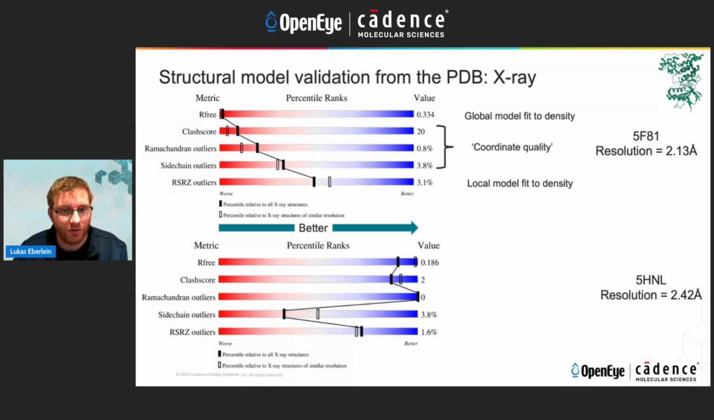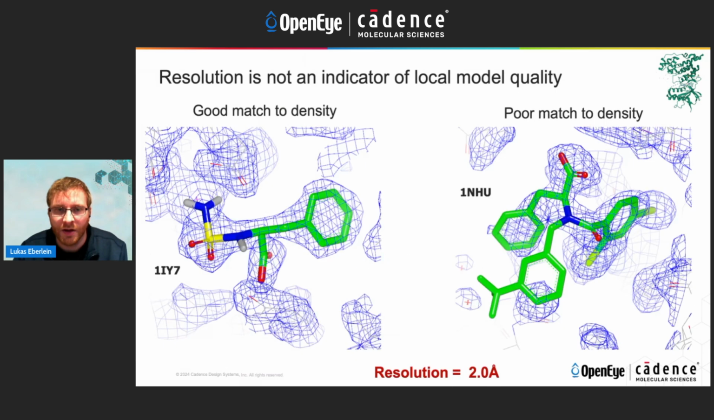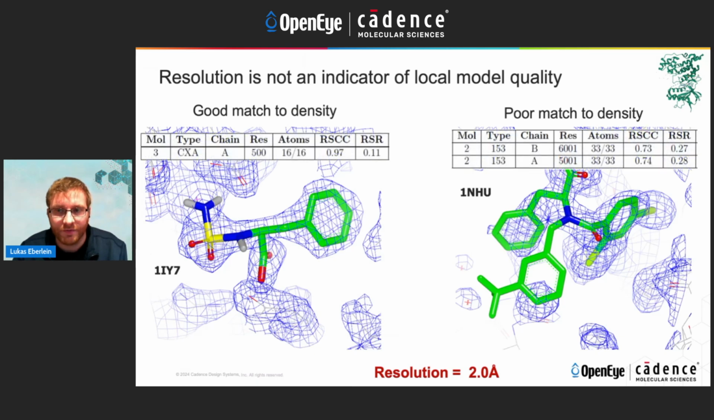However, looking at all the metrics, one could argue that the second structure has better coordinate quality and better matches the experimental density, both globally and locally. The resolution is lower, so less data was collected for the second structure, but the model fits the data much better. Here, both structures have the same resolution, but the model on the left fits the density much better than the poorly fitted model on the right.